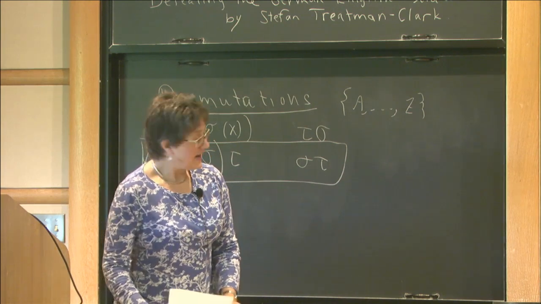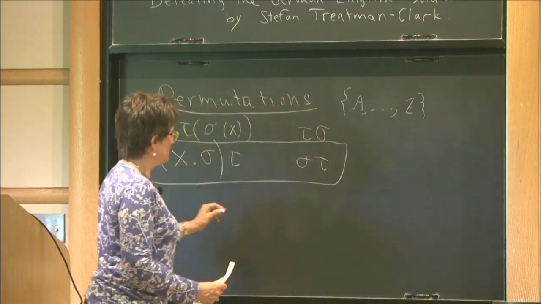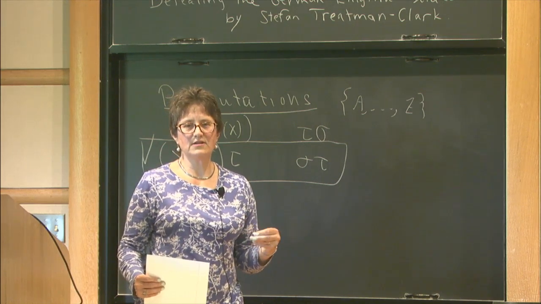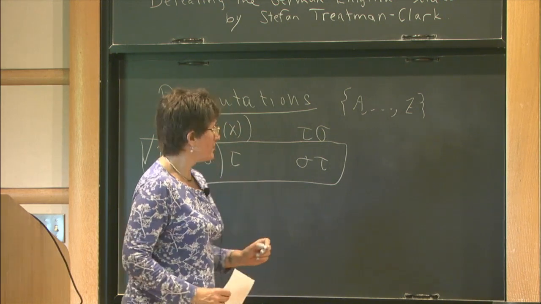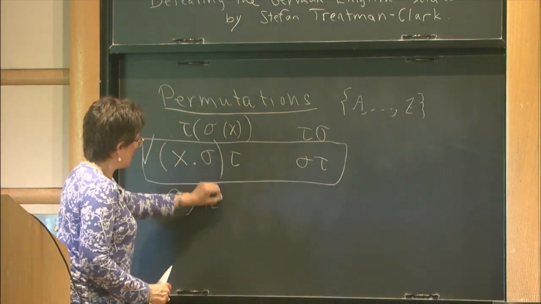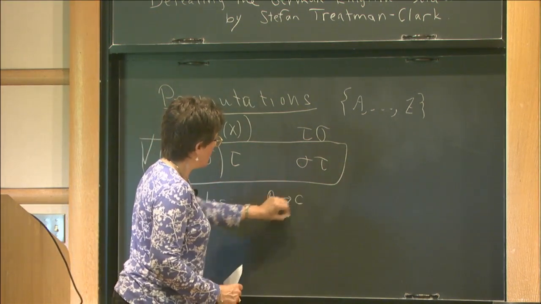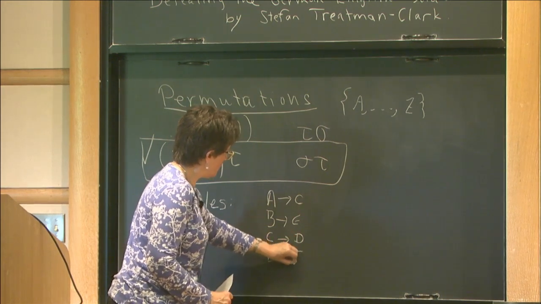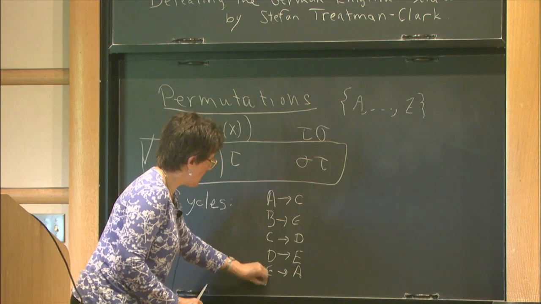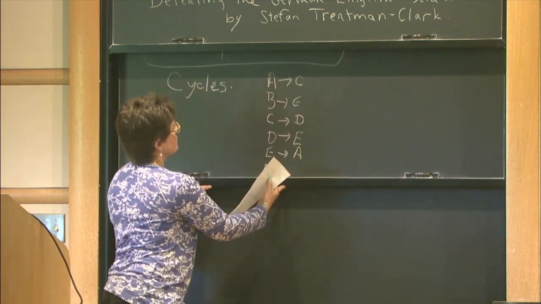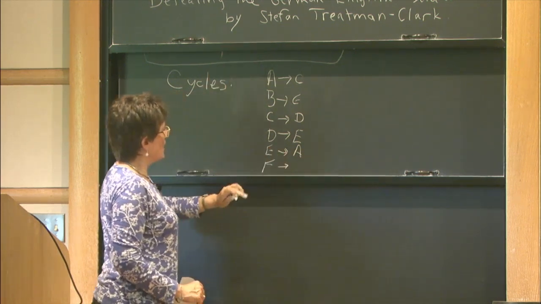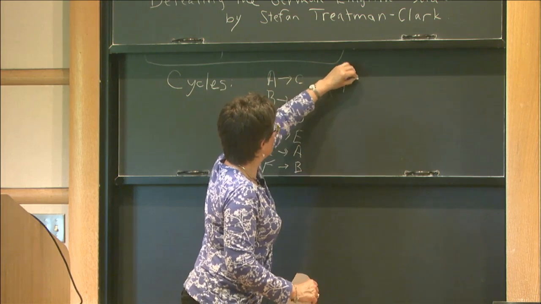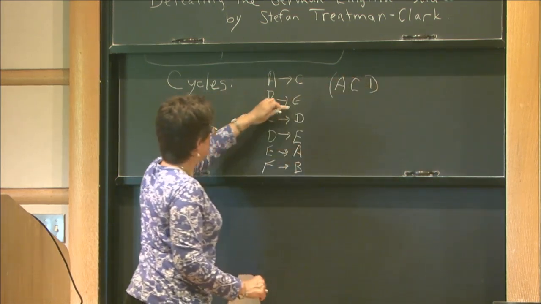Okay. And now there's a way to convert into cycle notation. Have you all seen how to convert a permutation into cycle notation? Maybe I'll do one quick example. Let's just take a quick example: A to C, B to E, C to D, D to F, E to A, and F, what's left over, B. So then cycle notation would be A goes to C, C goes to D, D goes to E.